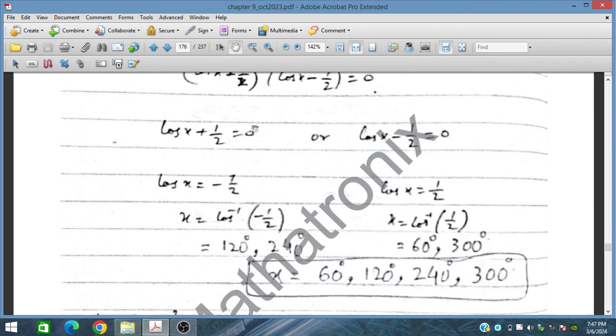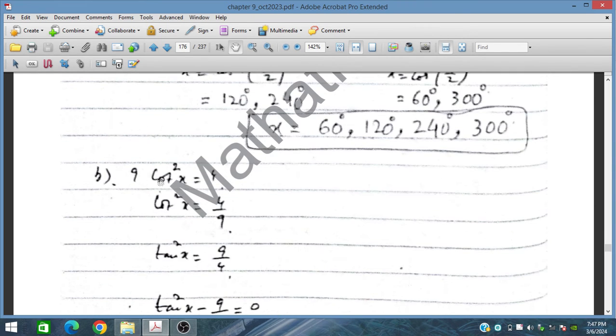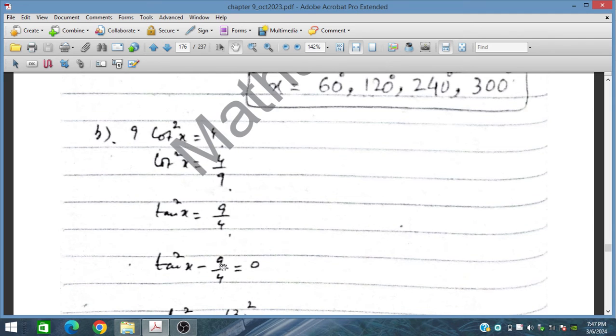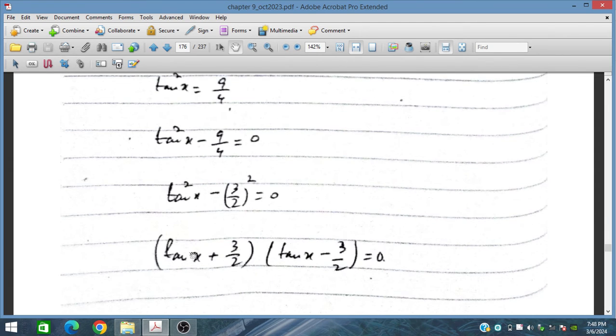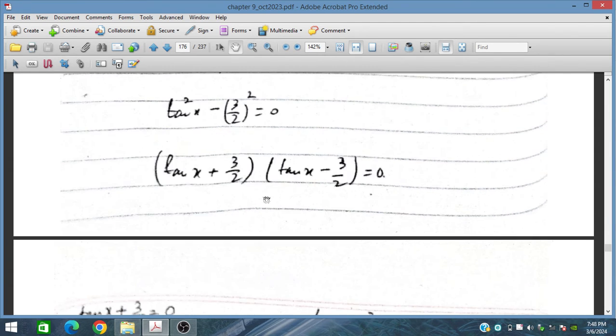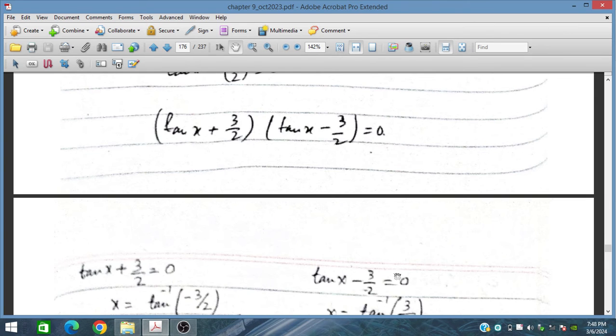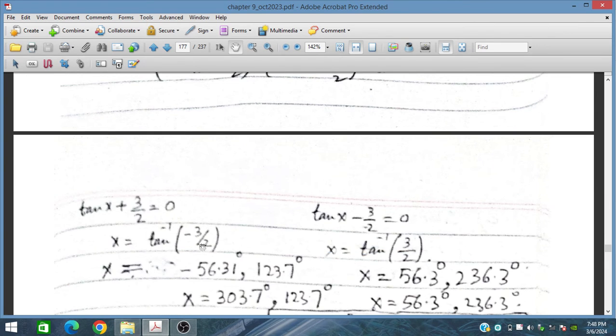So this was a very important part. Part B, 9 cot square x minus 4. So cot square x is equal to 4 upon 9, and tangent square x is equal to 9 upon 4, tangent square x minus 9 upon 4. This is 3 upon 2 square, a square minus b square is equal to 0. So a plus b, a minus b. So this is equal to 0, and this is equal to 0, then x is equal to this one, and this is 0, then x is equal to this one.